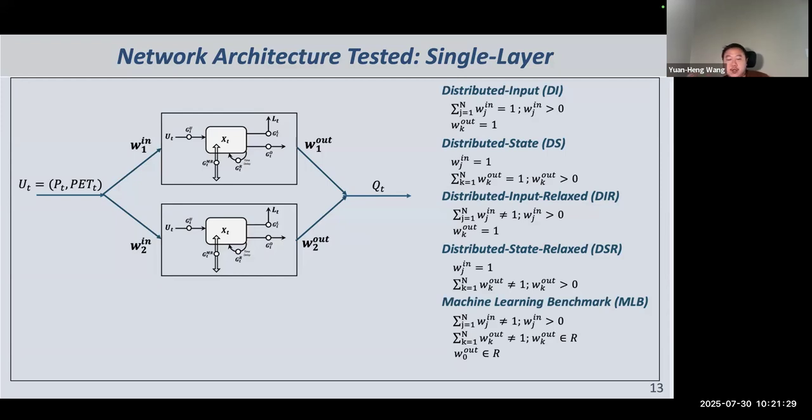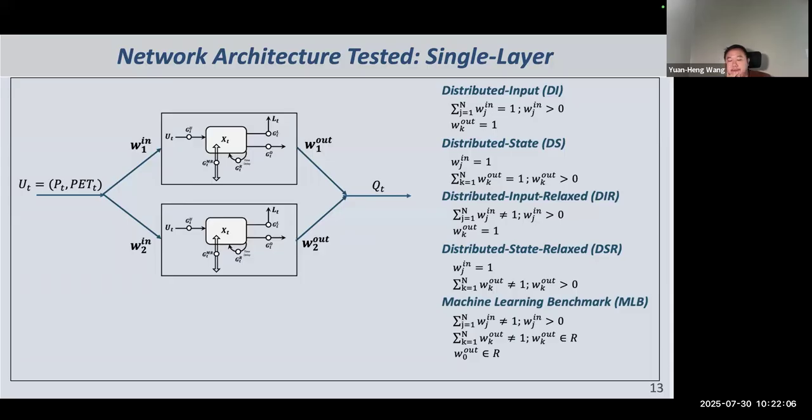And similarly, in the distributed state relax (DSR) case, we replace the softmax layer at the output layer with a linear layer, where the weights are not constrained to equal 1, but the weights are positive. And the last case we call the machine learning benchmark. In this case, we combine the DIR and DSR, and the purpose is to maximally relax the mass conservation in a reasonable way.